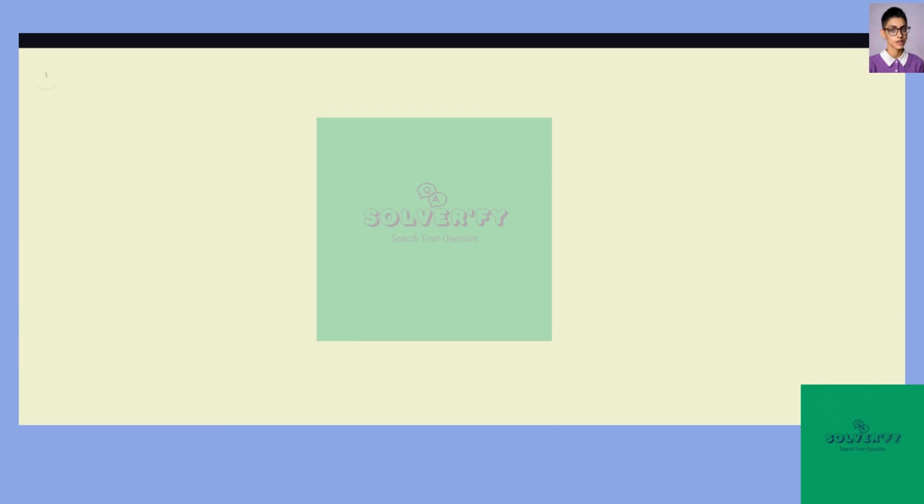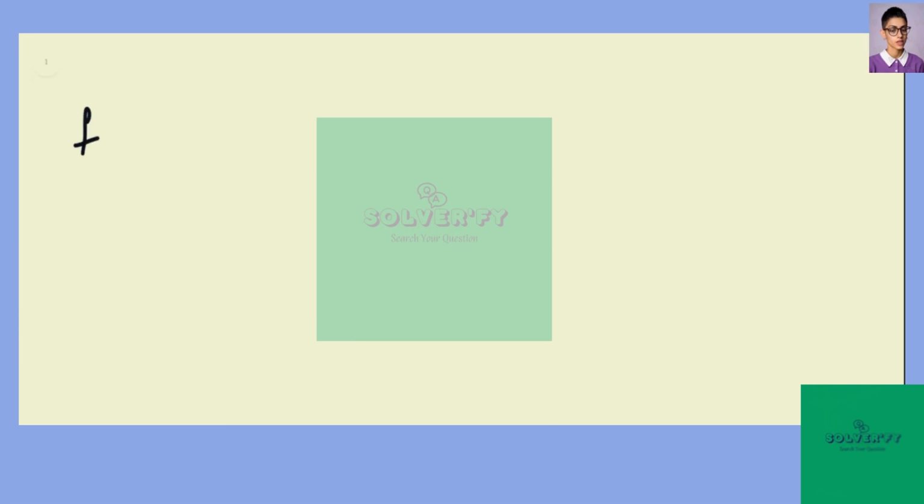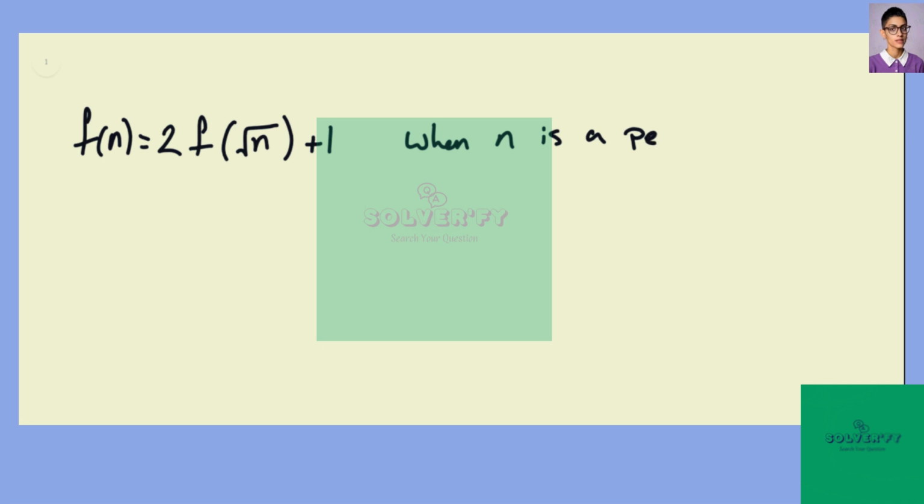All right, so this time the recurrence relation is f(n) = 2 f(√n) + 1 when n is a perfect square, and then f(2) = 1. And so part A wants us to find f(16).